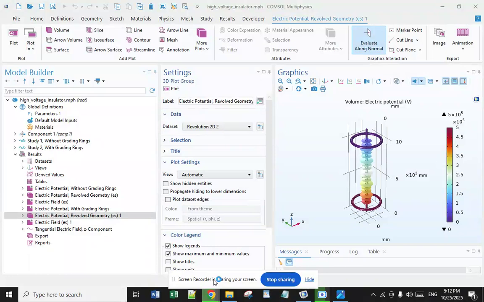And what are the characteristics of high voltage insulators? High voltage insulators have several characteristics that make them suitable for use in electrical power transmission and distribution systems. Some of the main characteristics include, the first one, dielectric strength. Dielectric strength is the ability of an insulator to resist electrical breakdown. High voltage insulators must have a high dielectric strength to withstand high electrical voltage.